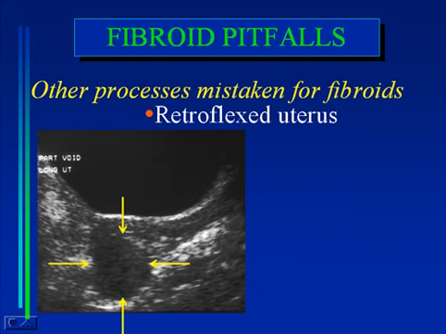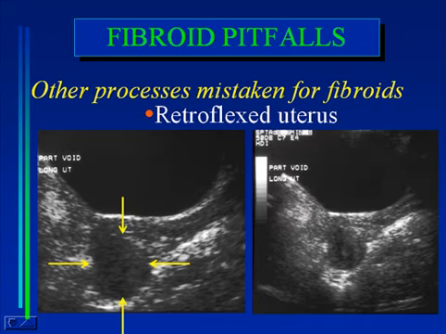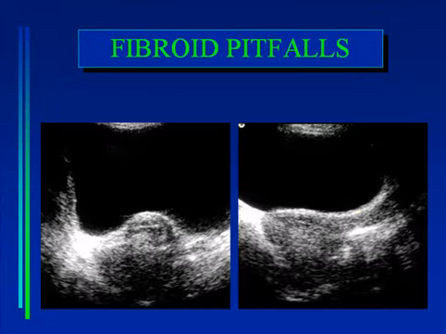But if one simply adjusts the transducer laterally and angles in, trying to show the endometrial stripe, you can see that the stripe is continuous, and this is simply a retroflexed uterus. This is not uncommon. Here's another example.